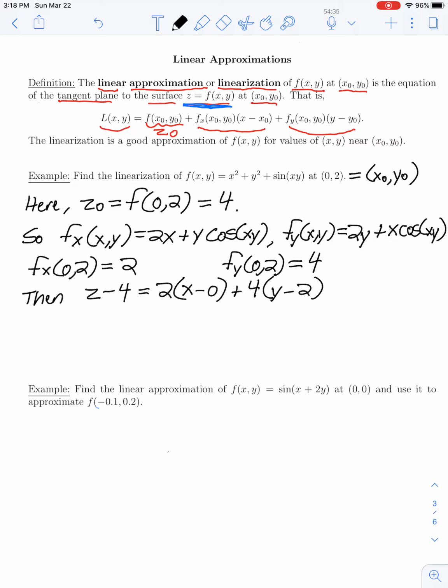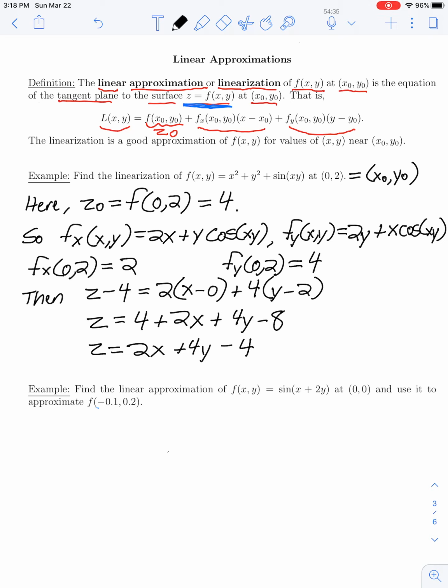So now solving for z, we have z is equal to 4 plus 2 times x minus 0, or just 2x, plus 4y minus 8. And simplifying, we're left with z equals 2x plus 4y minus 4.